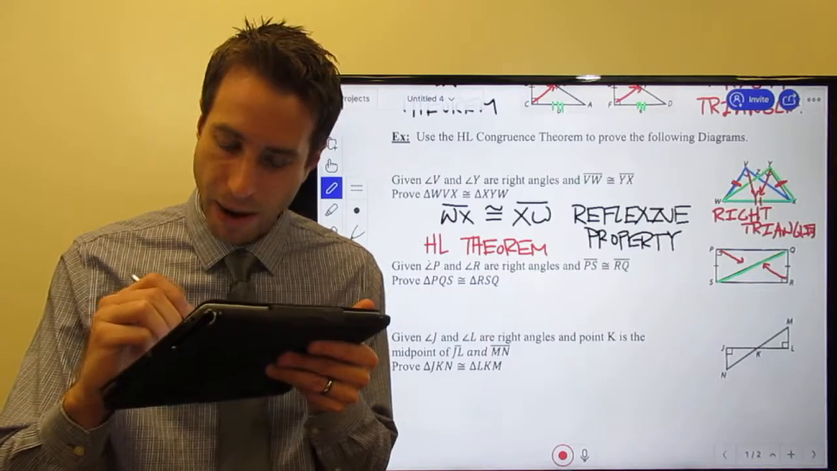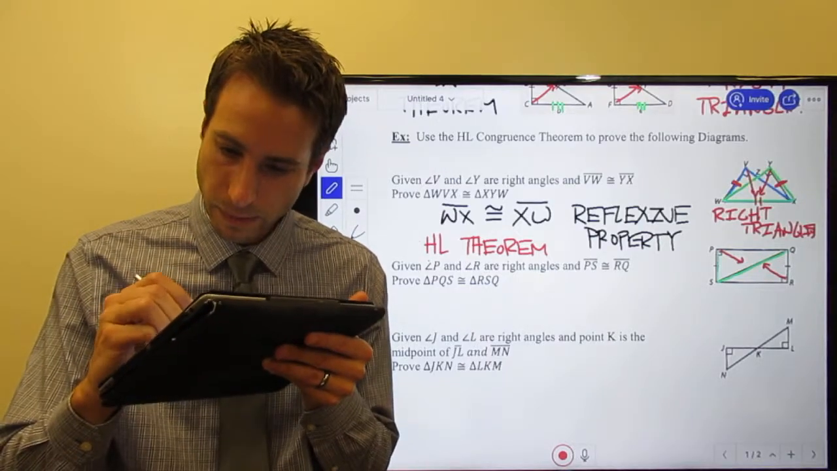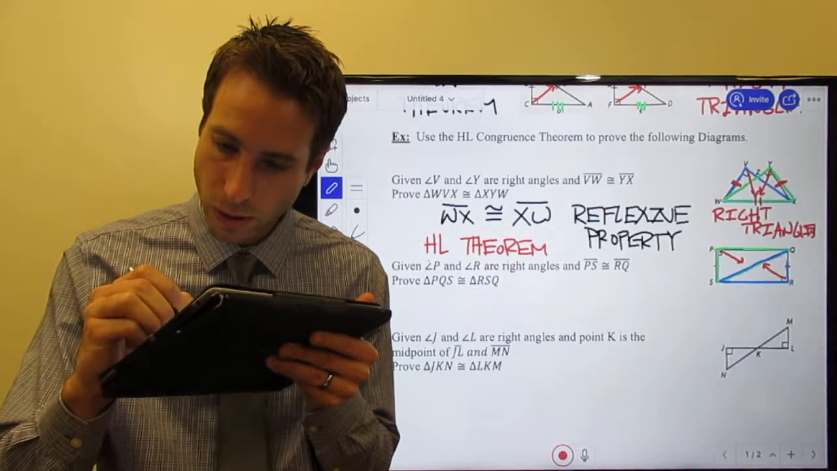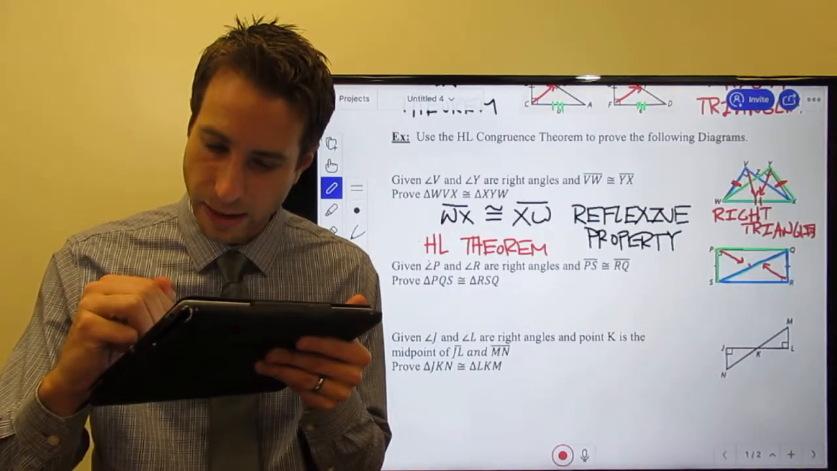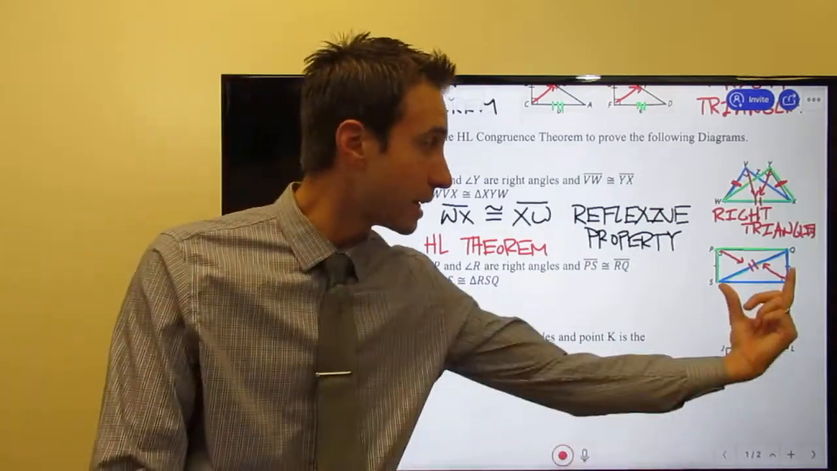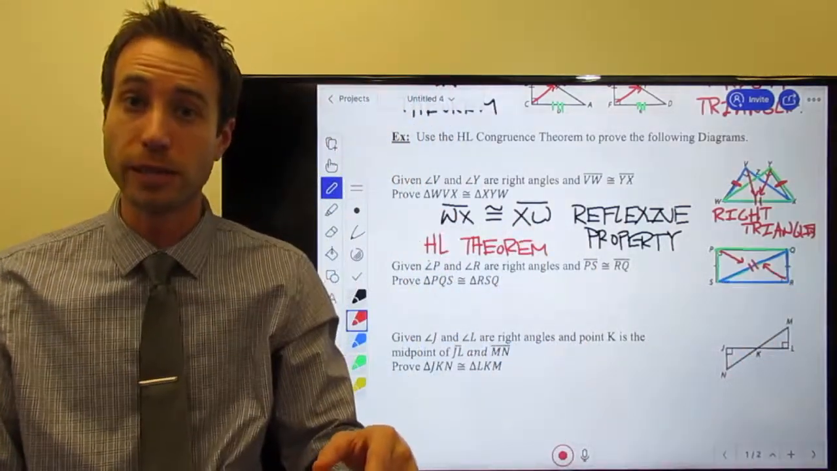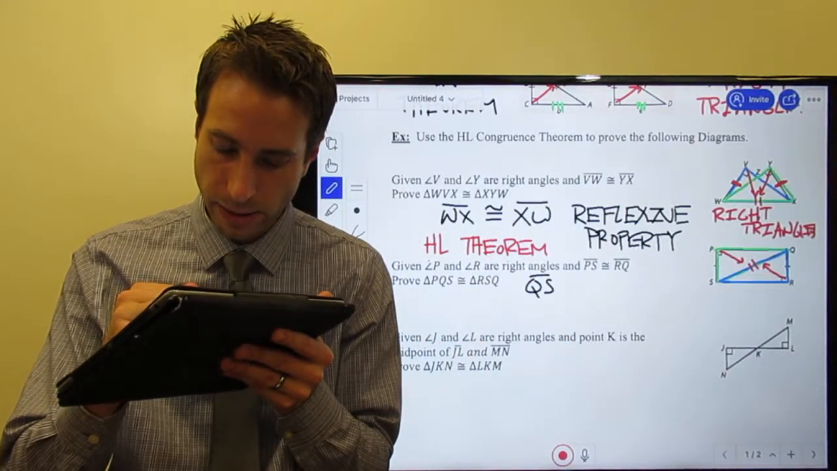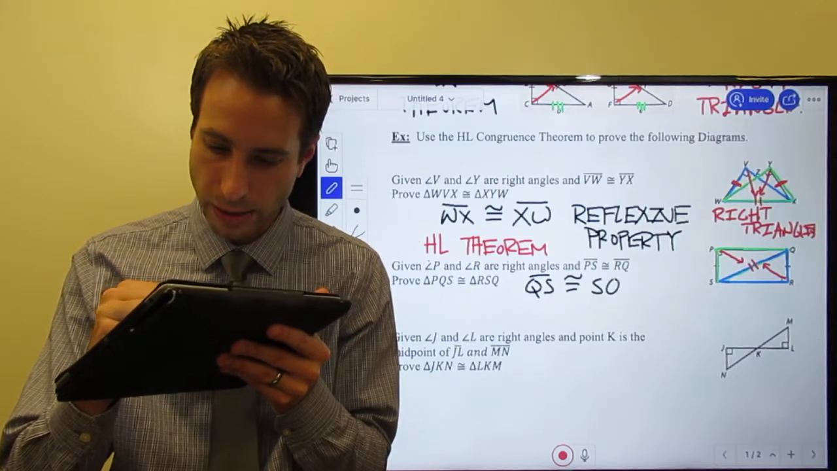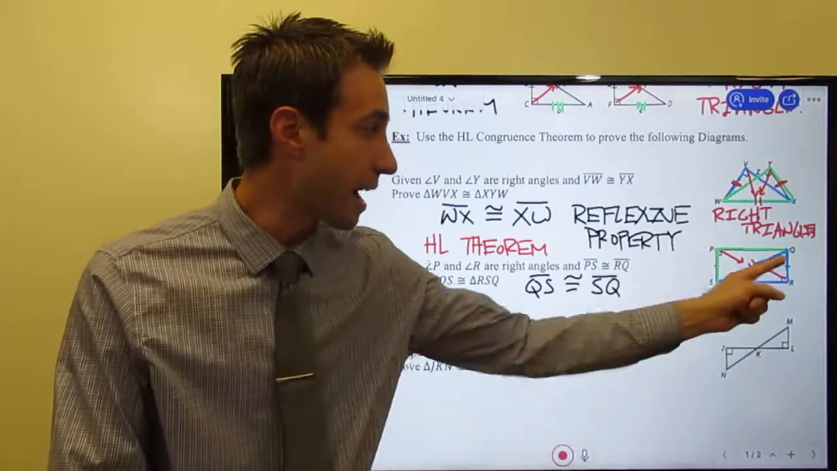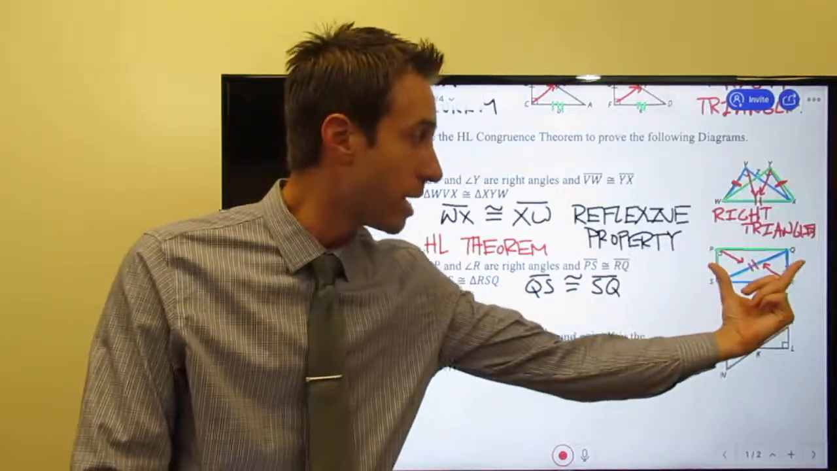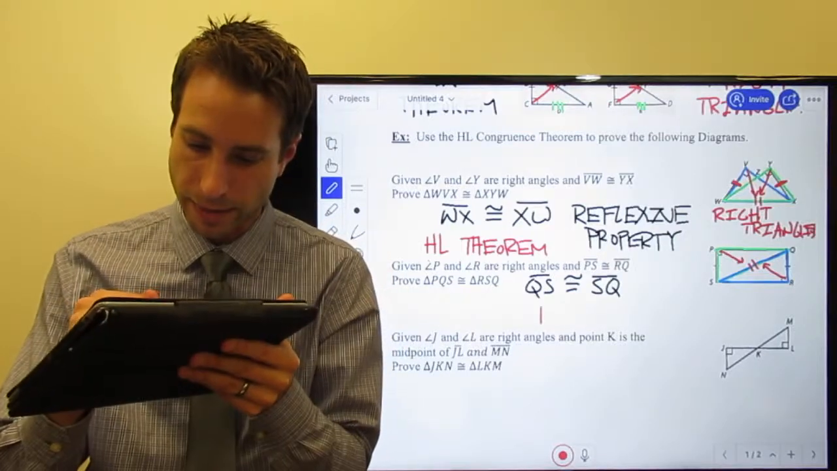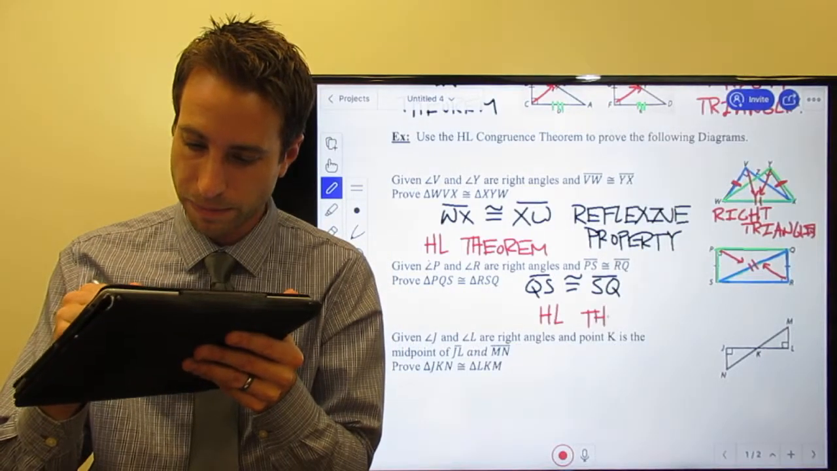Can I prove that that hypotenuse is the same for both triangles? Well, sure enough I can. Once again, the reflexive property tells me QS is congruent to SQ. And that's good enough. I know that the hypotenuses of the two triangles are congruent. They already told me that a pair of corresponding legs are congruent. And so once again, the HL theorem works.